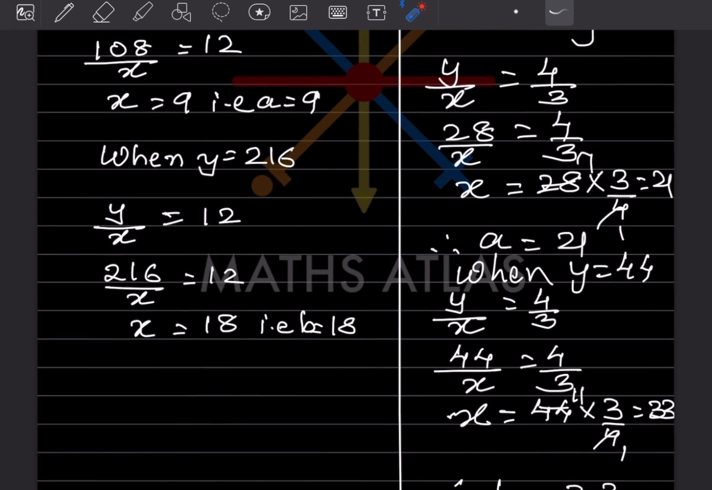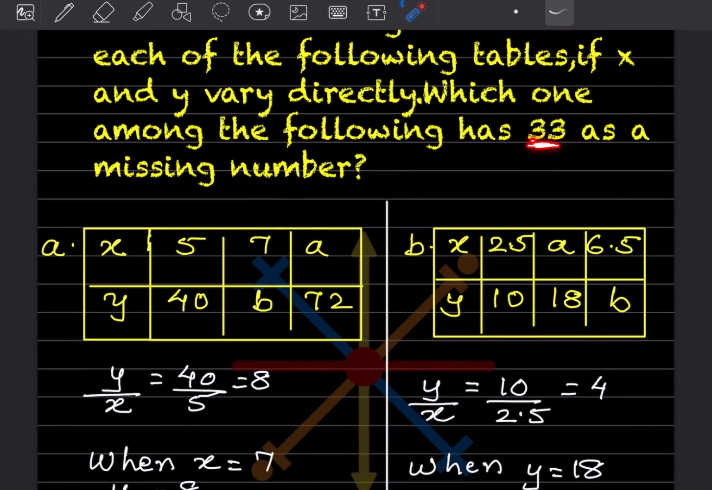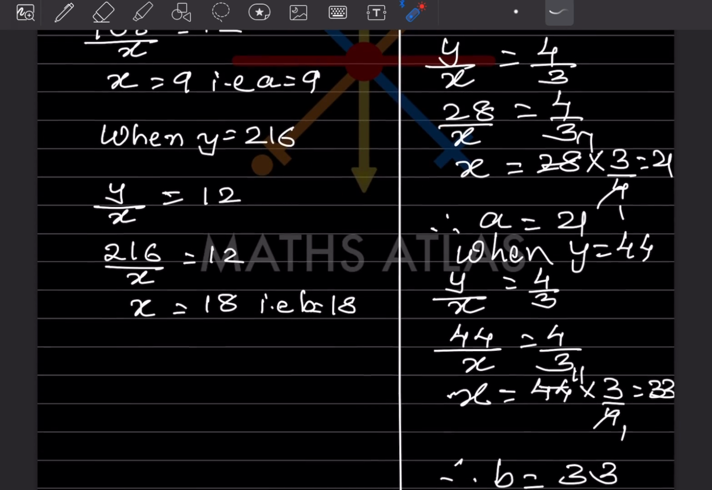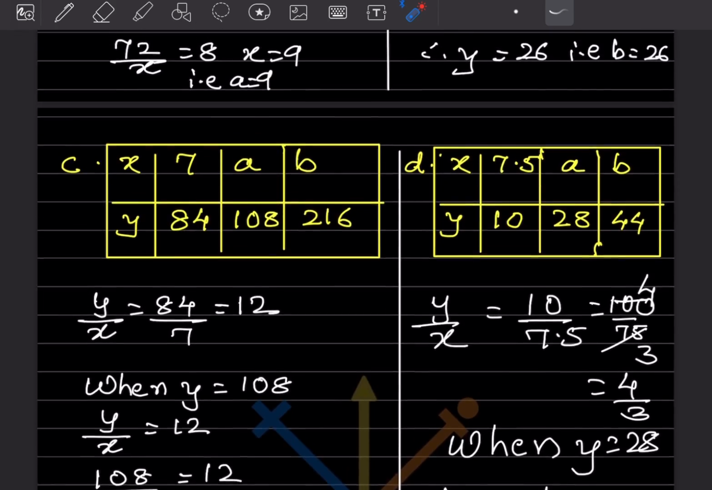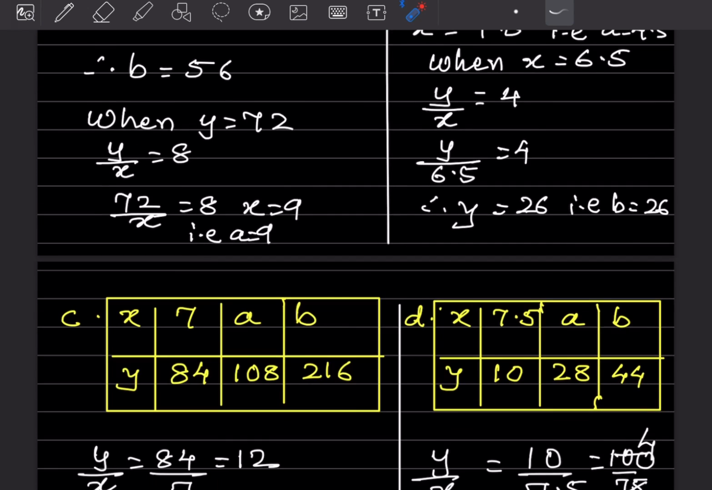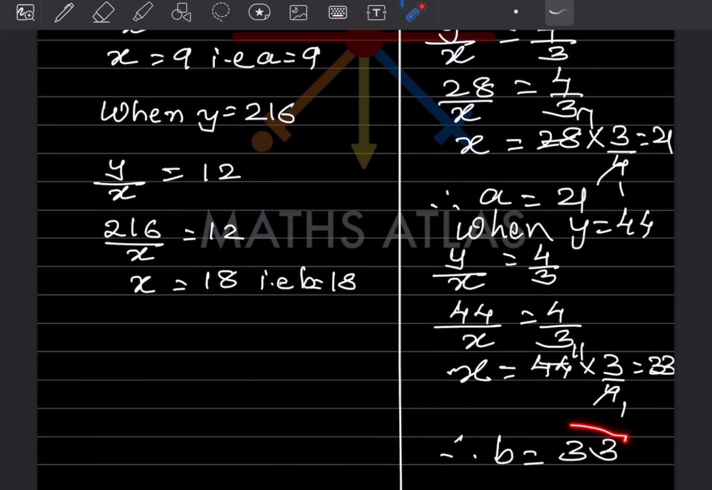So here, just I'll show you one thing. They have said which of the following has 33 as a missing number. So can you see here where 33 is. So now what you can say here, that is the D part. D1 has 33. So here B is equal to 33.